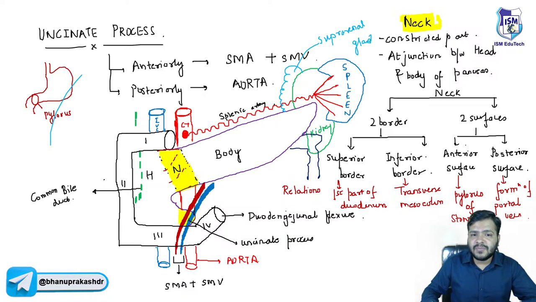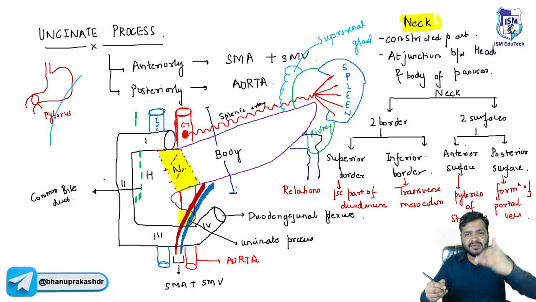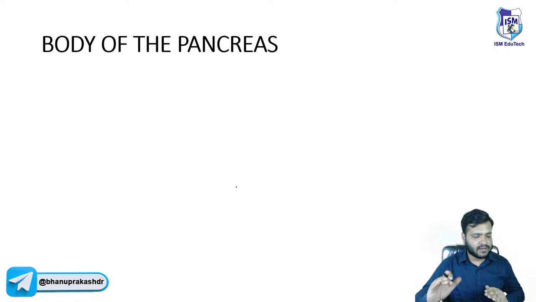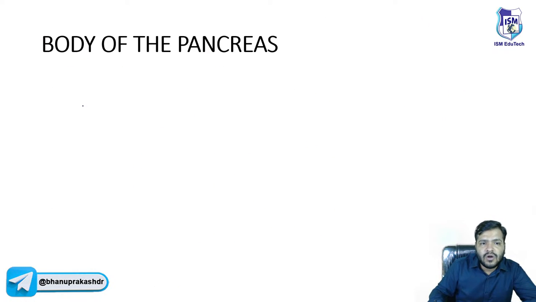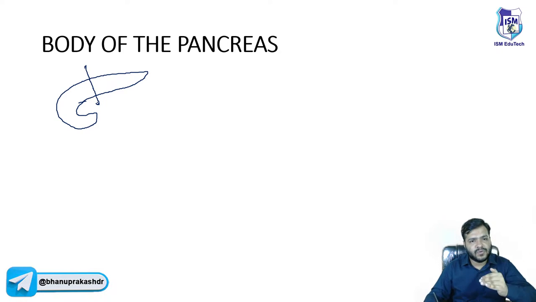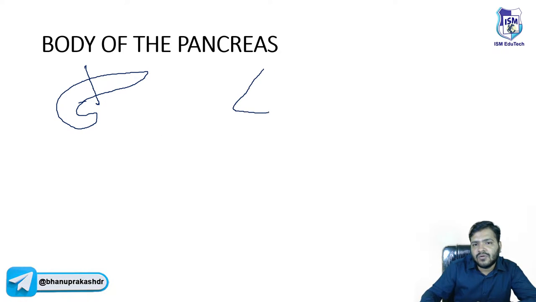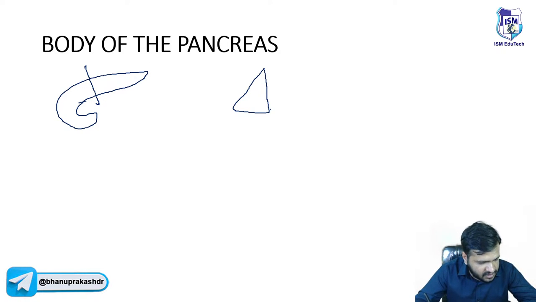Now, to understand the body, beta, I'm just taking a cross section of the body part. I'm cutting it from the middle, and I will show you how it looks. For example, you already know that suppose this is the pancreas and this is the body part, and I'm cutting it from between. So it is somewhat like this, beta. It is a triangular cross section I will get.